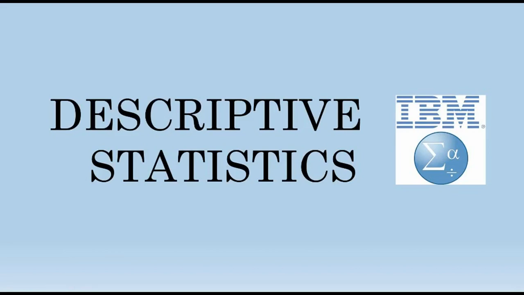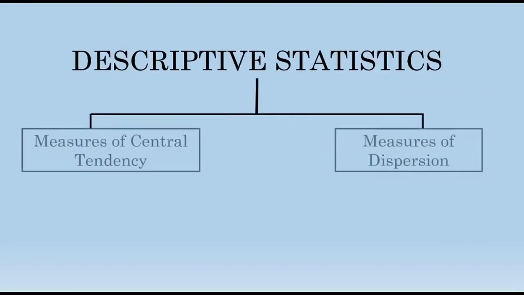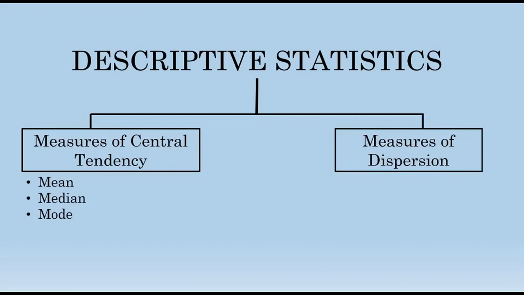Today we will be discussing descriptive statistics in IBM SPSS software. So, descriptive statistics have majorly two divisions: measures of central tendency and measures of dispersion. Measures of central tendency have many factors. In this video, we will be covering some of the factors like mean, median, mode. And in case of dispersion, there are also many measures. In this video, we will be covering variance and standard deviation.